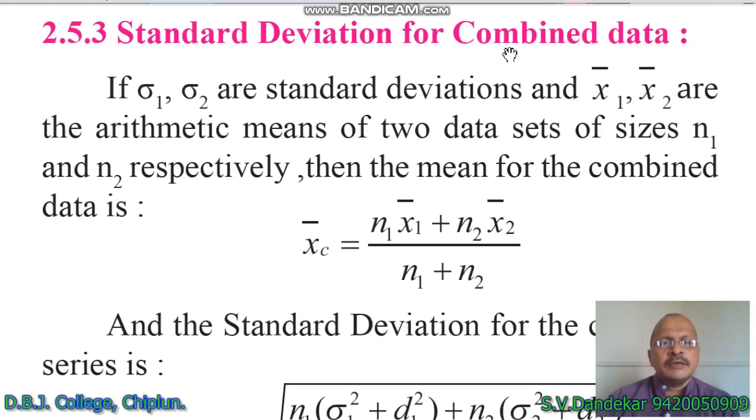We are studying 11 Commerce Mathematics Section 2. We have finished lesson number 1, and in lesson number 2 on dispersion we have studied the range, the quartile deviation, variance and standard deviation. Also we have solved some problems from exercises 2.1 and 2.2. Let us continue our study further.